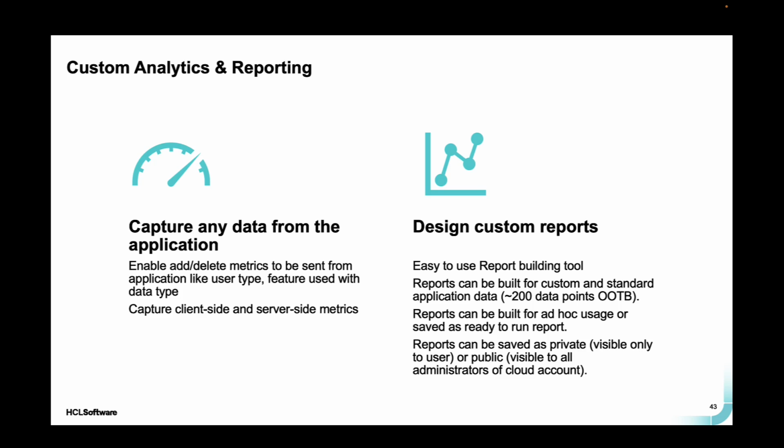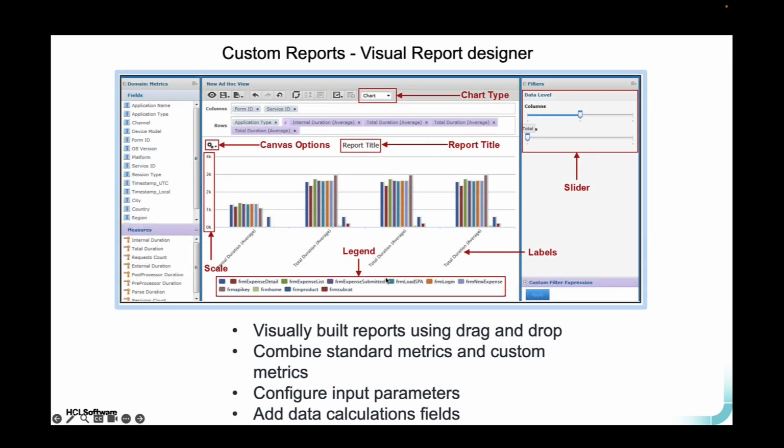You can run this report to see an ad hoc usage at some point of time, or you can build the report and save it so that you can just run it like any other report at any point of time in future. And when you're building a report, you can also choose the visibility. If you're just trying something, you can make it private so it is only visible to the user that is building it, or you can make it public, in which case it will be visible to everybody that has access to that cloud account. So you can choose the visibility as well.